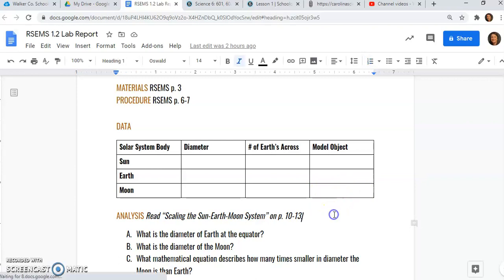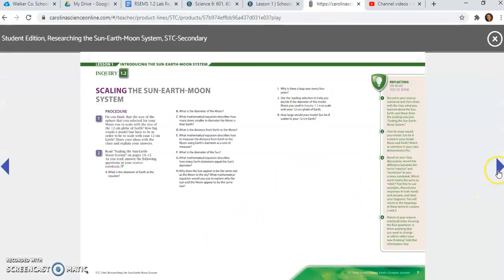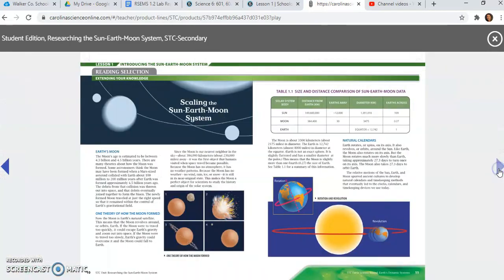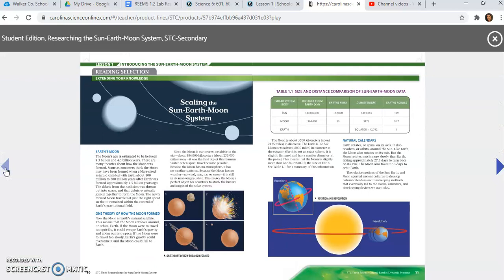And then remember those questions that were in the procedures of the lab report. Those questions are right here as our analysis questions, and you can answer those by reading the Scaling the Sun, Earth, Moon System reading selection that's on pages 10 to 13 in your book. So let's take a look at that real quick so you can see what that looks like. I'll just flip over to page 10, page 11, page 12, and page 13. So you can see that's what you would be reading to answer those questions and to fill in your data table.